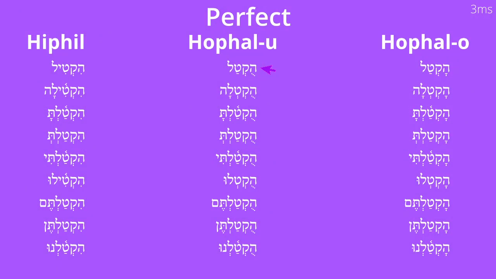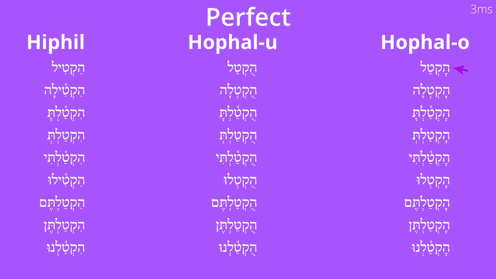So, in the perfect, and we'll compare it here to the Hiphil, but the U class Hophal, perfect: Huktal, Huktala, Huktalta, Huktalt, Huktalti, Huktalu, Huktaltem, Huktalten, Huktalnu.